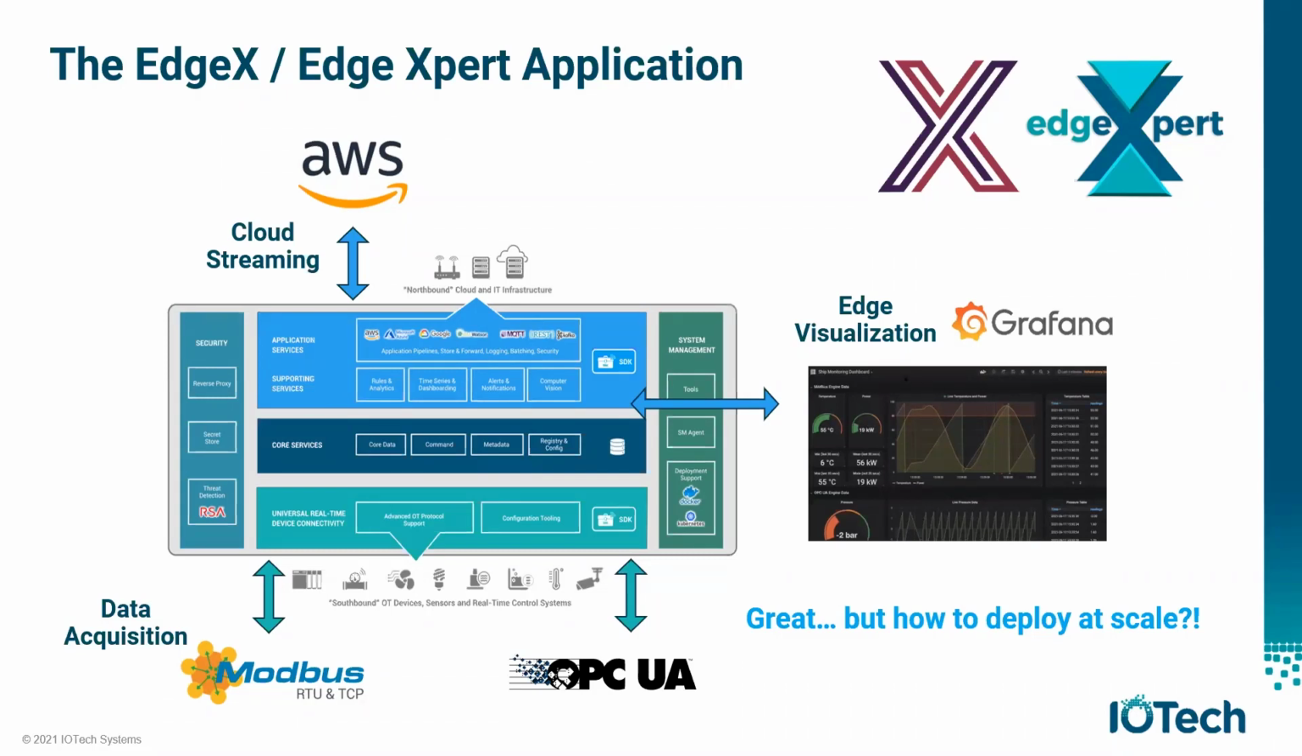The data is fed up through the layers of EdgeX. Well, this is an EdgeXpert diagram, but you'll see it looks pretty similar to the EdgeX layers. We've got an edge visualization component via Grafana. So we're going to run a dashboard at the edge, and we're going to stream to a cloud, in this case AWS. So, like I say, that's a classic use case of what EdgeX is really good at, which is great, but how to deploy that at scale.